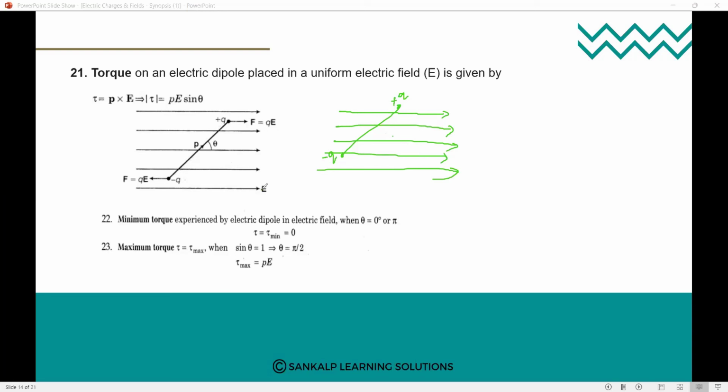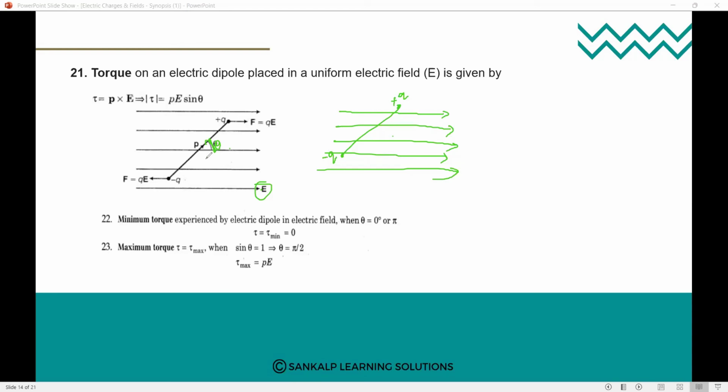It is placed in the electric field. Here you can see the electric field lines, parallel lines. What are they saying? Electric field. You may ask why the dipole is kept in this direction. Because it should make some angle with the electric field. Theta be the angle between the electric field and the dipole.